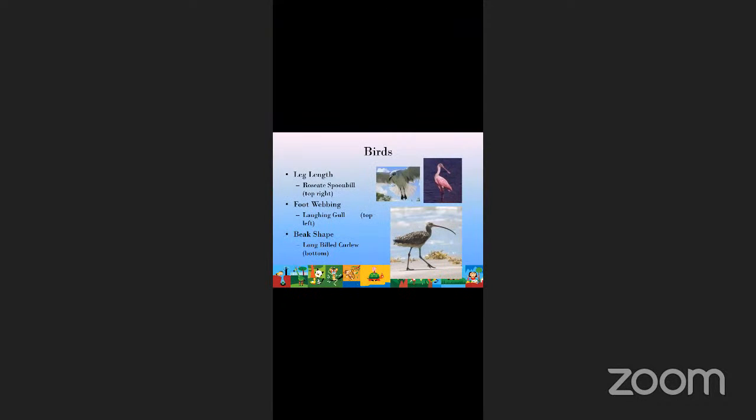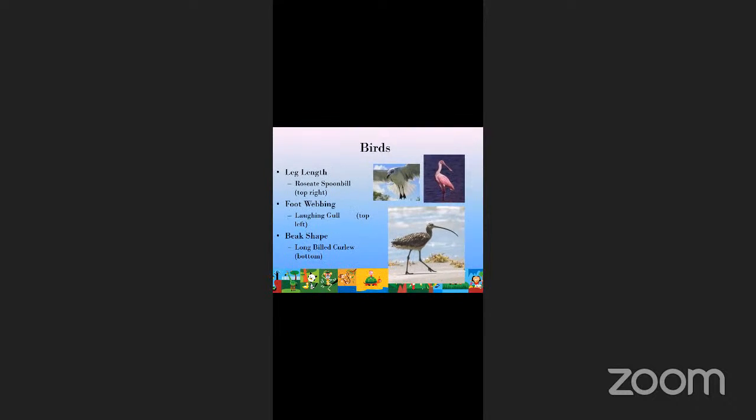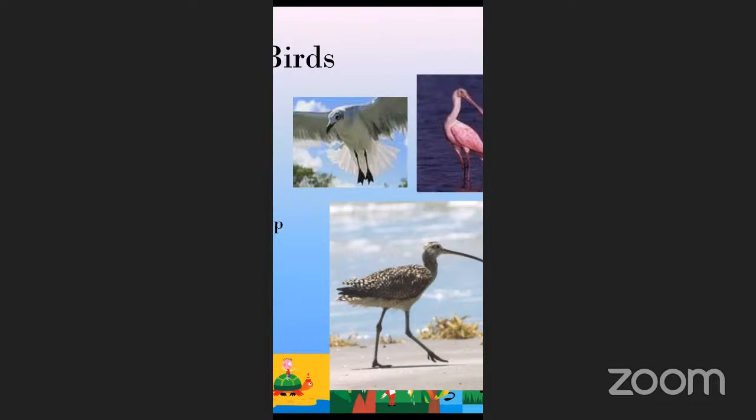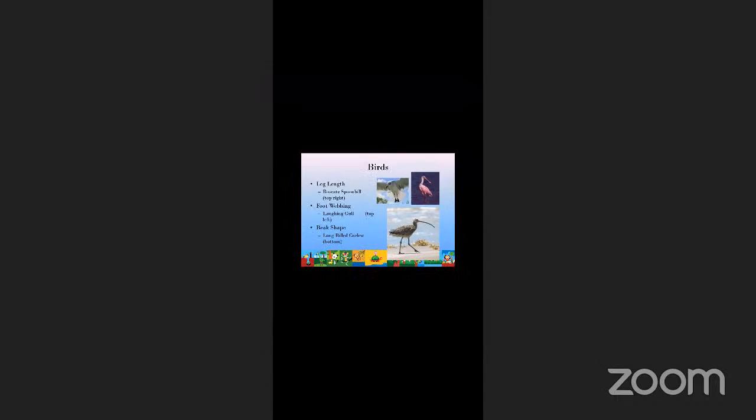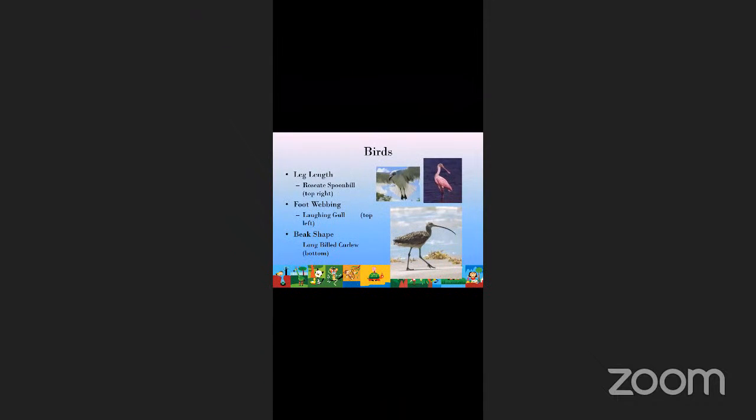Then the second is the laughing gull. This has foot webbing. This white one has black feet, and they have web-shaped feet. Web means the fingers are not divided; they are attached. That is webbing.